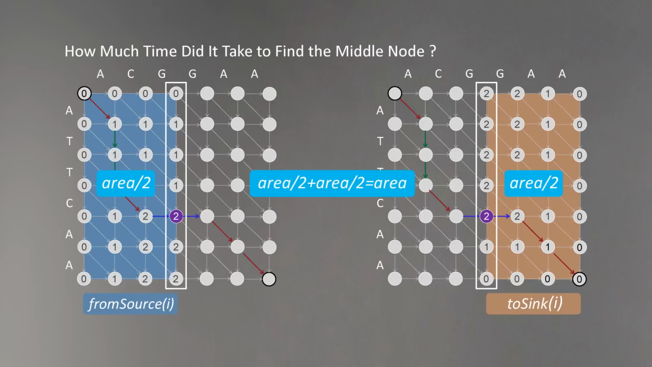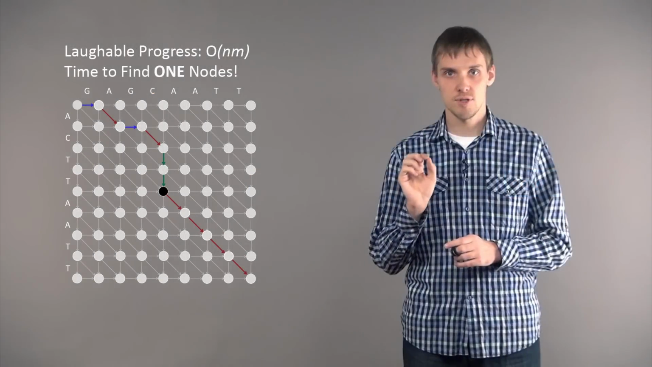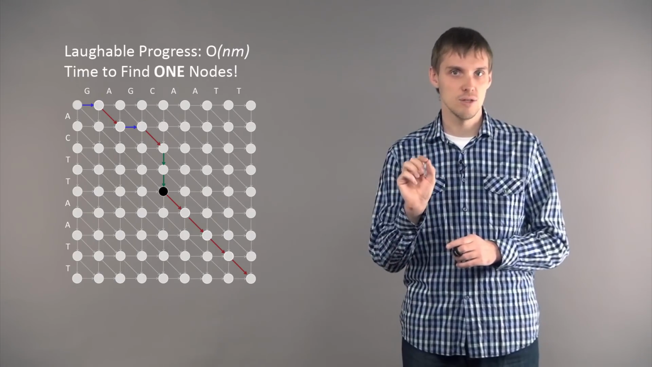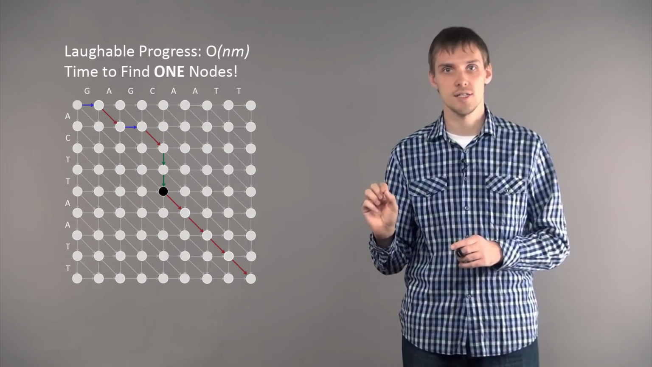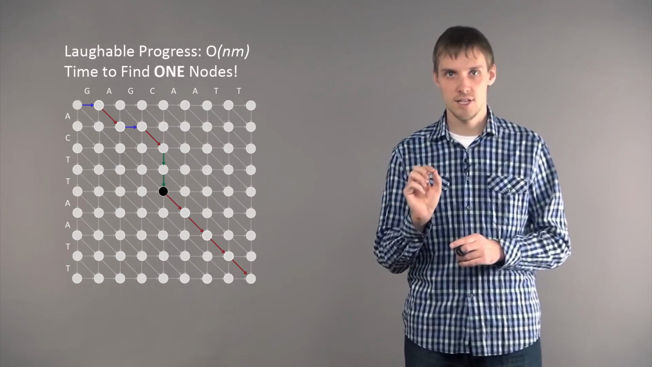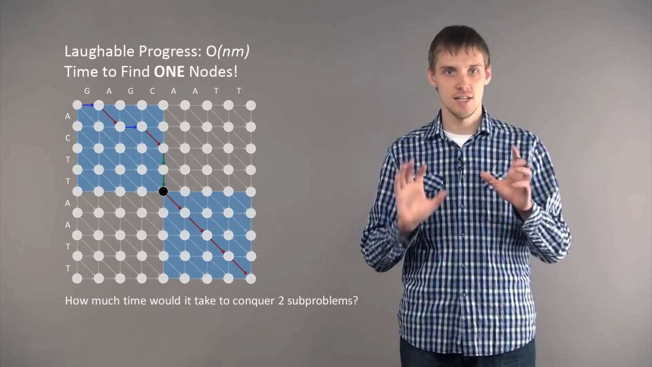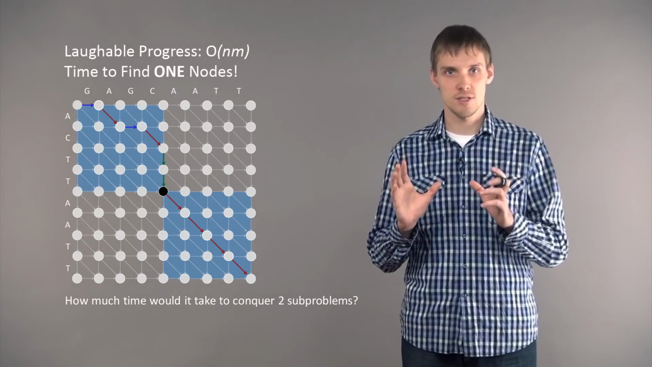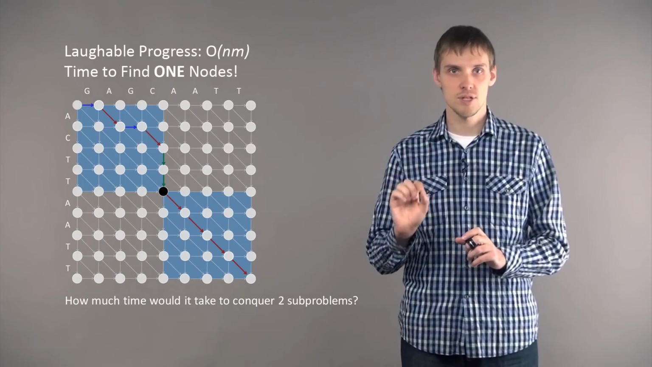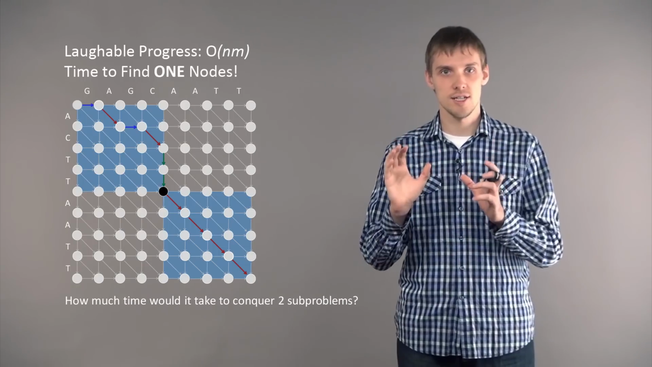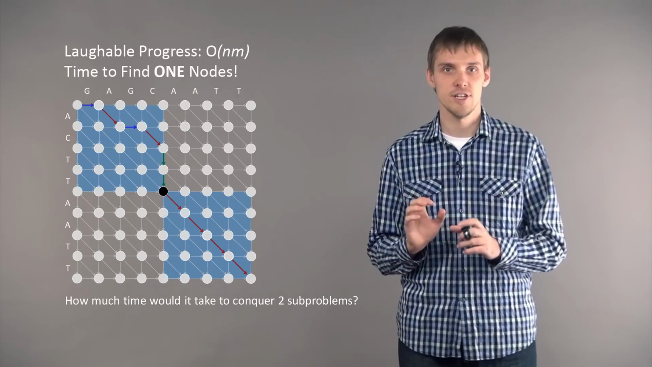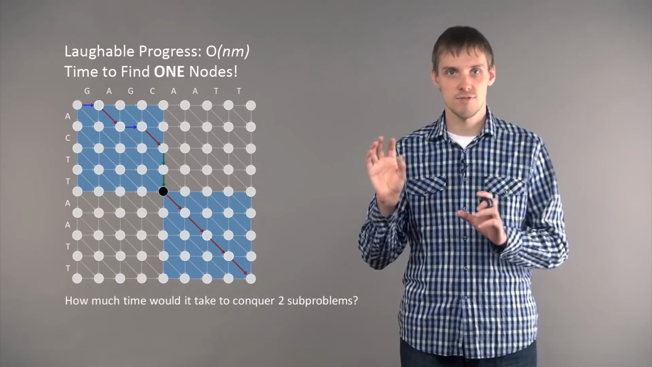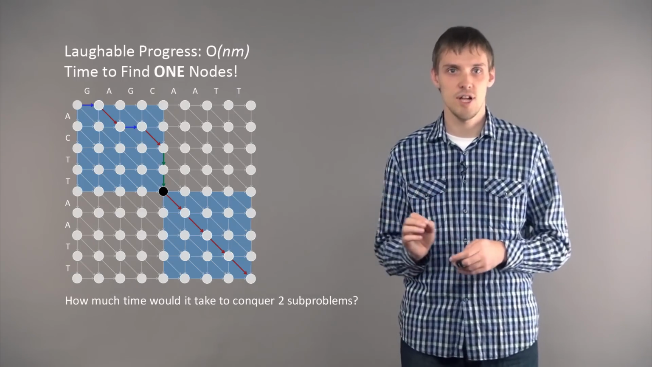So isn't it too large? It is the same runtime as before, and we found only the middle node. We found only a single node which belongs to our optimal path, and it required quadratic time. So what can we do next? We can split our Manhattan grid into 4 parts, and the highlighted parts here should be visited after we found the middle node, because our optimal path stays somewhere in these areas. But we can skip the other 2 areas from our consideration in the next steps of the algorithm.